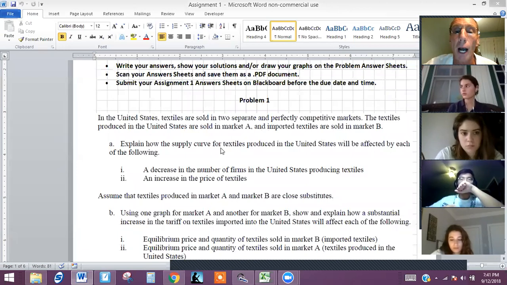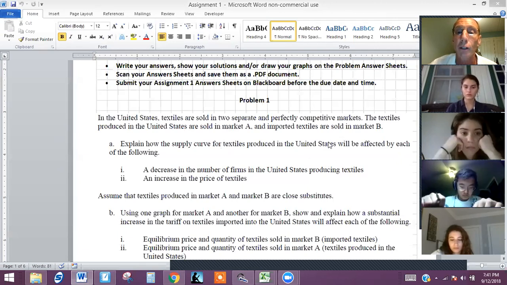Explain how the supply curve for textiles produced in the U.S. will be affected by a decrease in the number of firms in the U.S. that are actually producing textiles. So that's in the U.S. and an increase in the price of textiles.